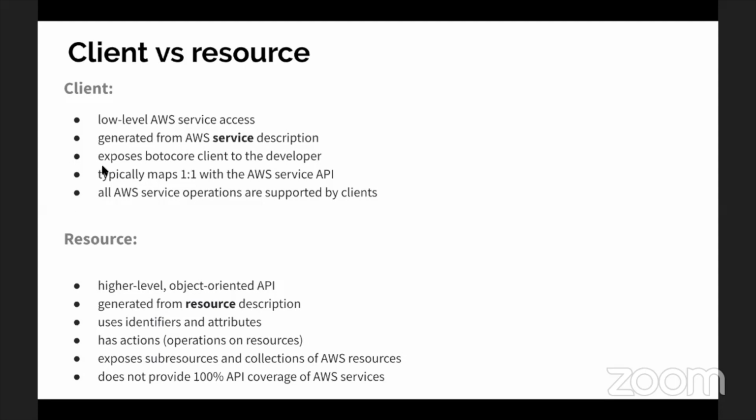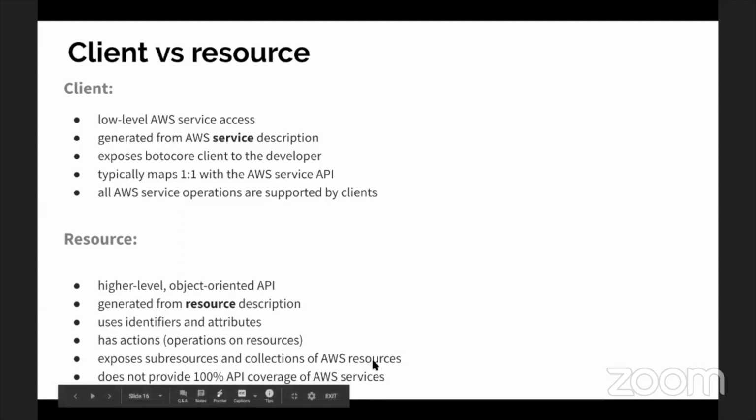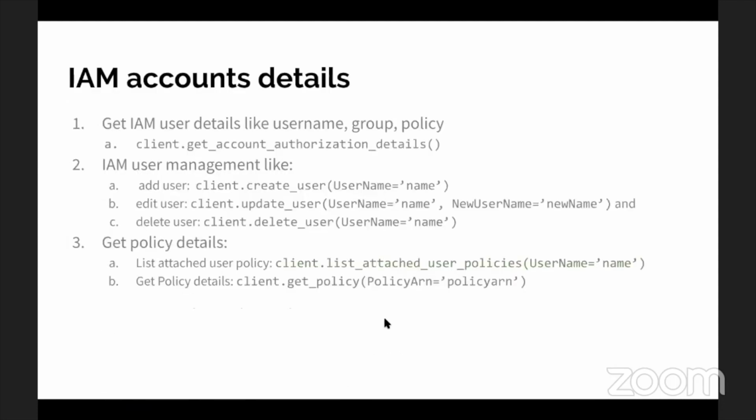And it exposes the Botocore client to the developer. That's the reason most of the time I will be using client. And the reason the majority of the time people don't use resources is that it doesn't provide 100% API coverage of AWS resources. Okay. So now we will see one of the examples.